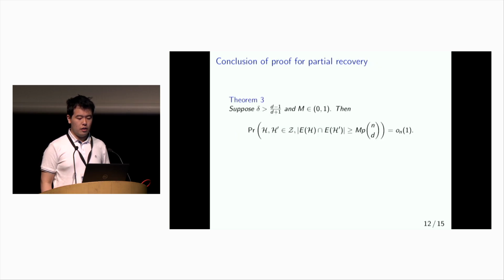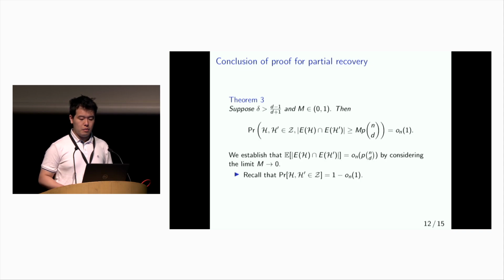For the proof, the key result is that the probability that both H and H prime, the random hypergraphs, are elements of Z and that they have a high intersection when we compare it to p n choose d is approximately equal to 0. At this point, we can establish that the expected size of the intersection between the hyperedge sets is small when we compare it to p n choose d by considering the limit, while keeping in mind that the probability that H and H prime are elements of Z is approximately equal to 1.